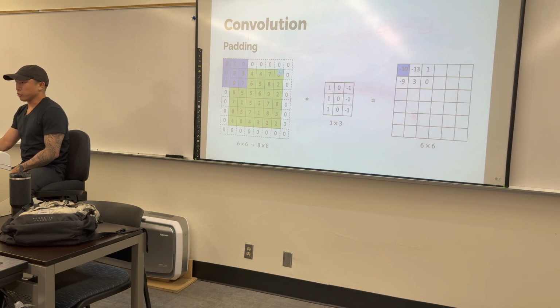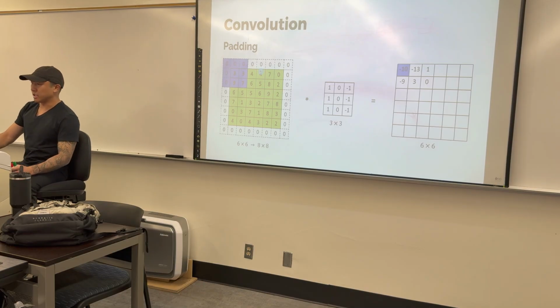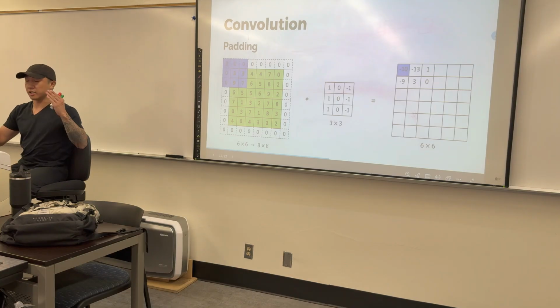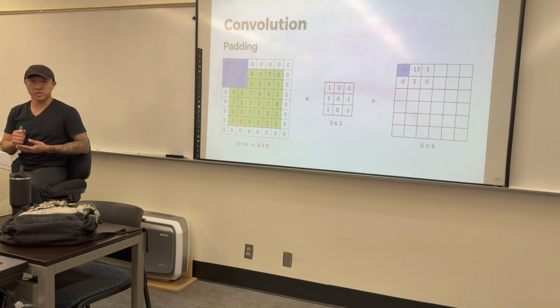Another popular one would be mirror padding, where the numbers would be mirroring. So this would be 0, this would be 7, this would be 4. You'd be mirroring the number that you're adjacent to. 0 is the most common because you're not adding any additional information. You're just providing a 0.